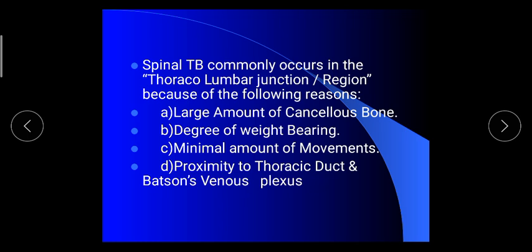This area is in proximity to the thoracic duct and the Batson's venous plexus. In the Batson's venous plexus there are no valves, so abdominal tuberculosis can spread to this thoracolumbar region. And the thoracic duct transmits lymph, where a lot of bacteria and lymphocytes will be present, and this bacteria can lodge in the thoracolumbar junction.